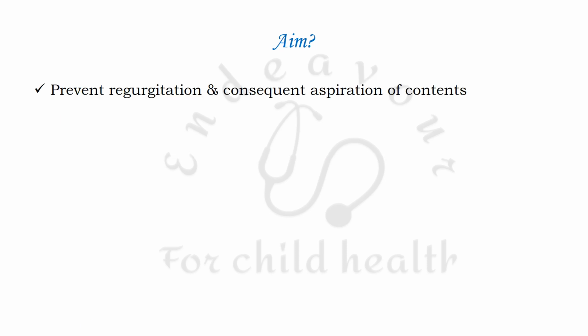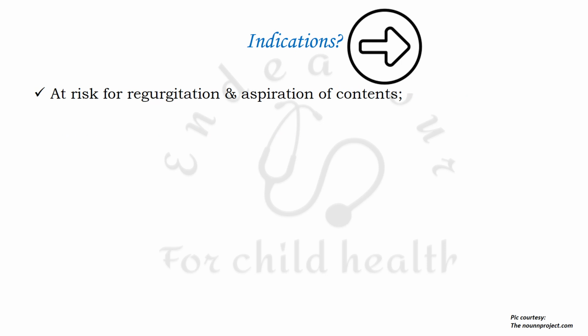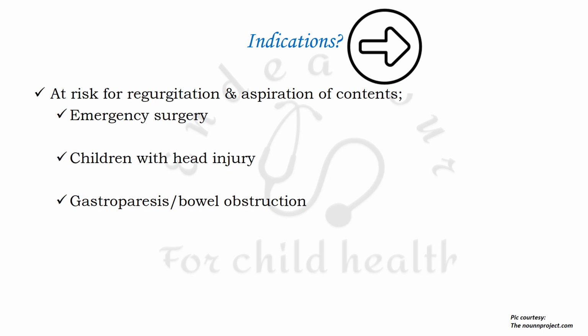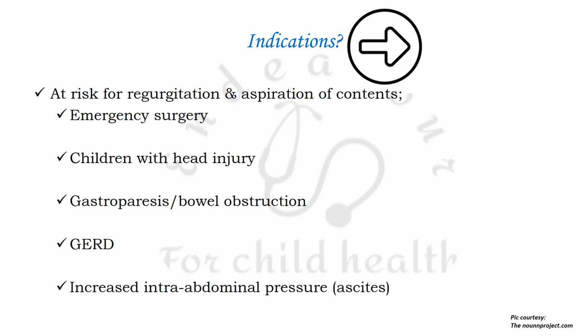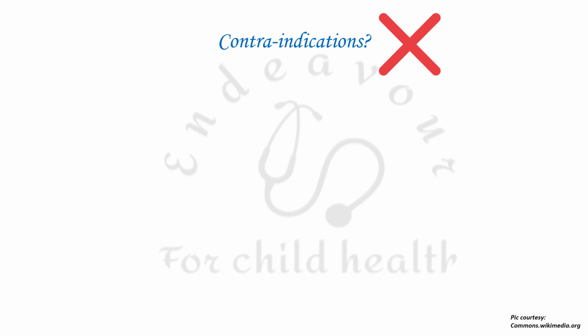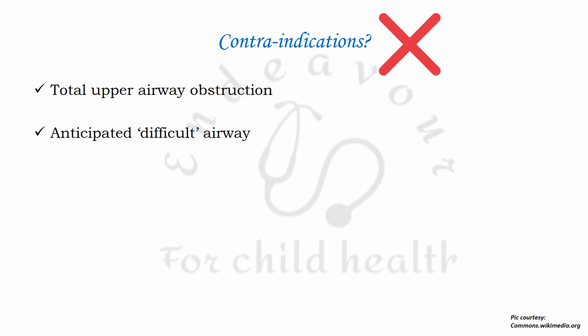The main aim of RSI is to prevent regurgitation and consequent aspiration of contents while minimizing the potential adverse effects. So basically it is indicated in patients who are at risk for regurgitation and aspiration of contents, like those undergoing emergency surgery, those with head injury, gastroparesis or bowel obstruction, gastroesophageal reflux disorder, and increased intra-abdominal pressure, for example in patients with ascites. The contraindications to RSI are total upper airway obstruction and anticipated difficult airway.